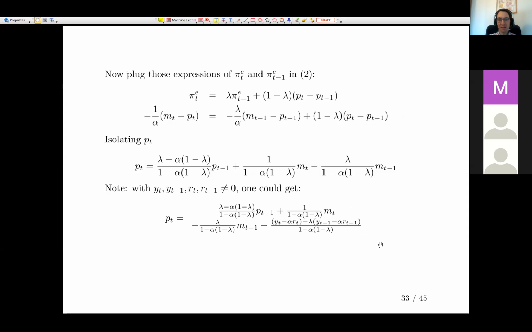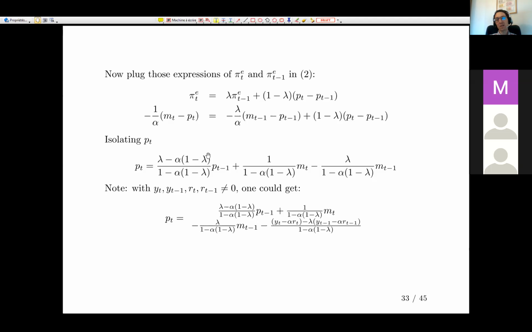So very quickly, I'm back to the Cagan model, and why I'm a bit skeptical about it. To have this larger than 1, you see that if 1 minus alpha, 1 minus lambda is positive, then since lambda is smaller than 1, this is positive but smaller than this. So the coefficient of p_t minus 1 is smaller than 1.